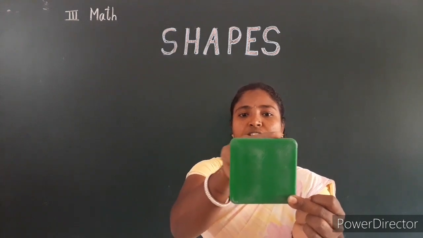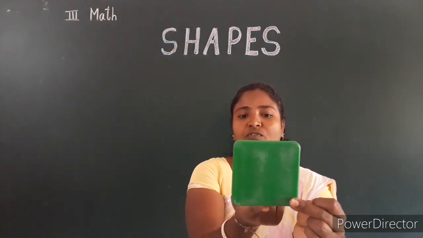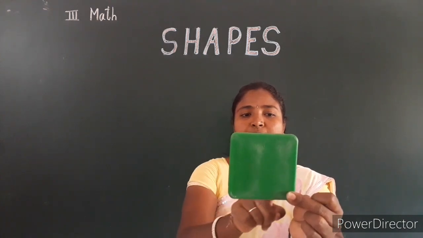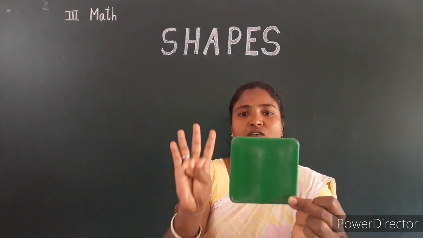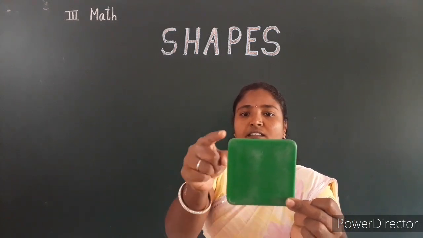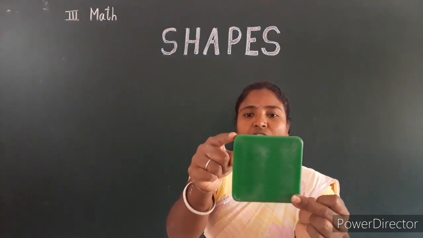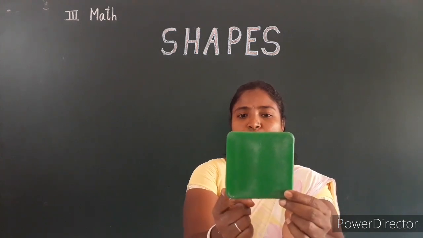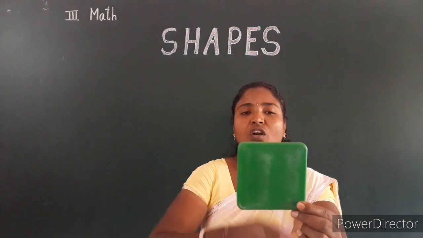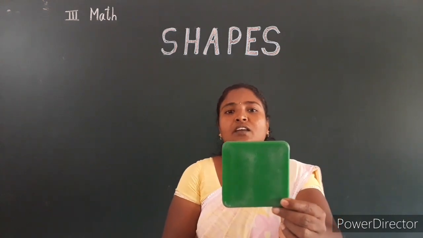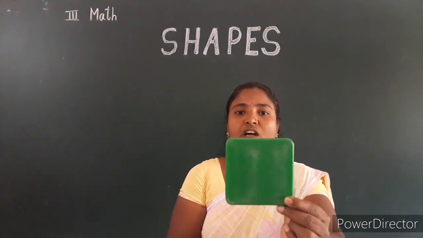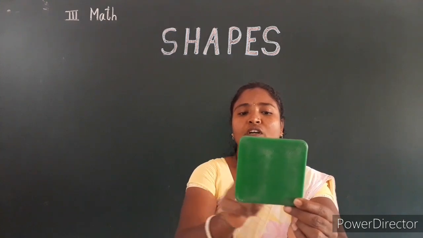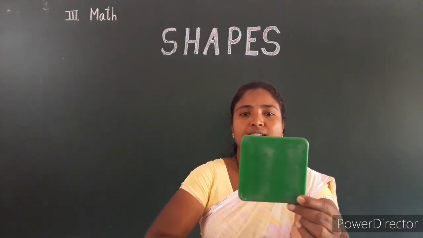Let's count. This is a side. 1, 2, 3, 4. Four sides. A square has four corners. This is called a corner. 1, 2, 3, 4. Four corners. See children, in a square all the sides are equal in length. Four corners, four sides.